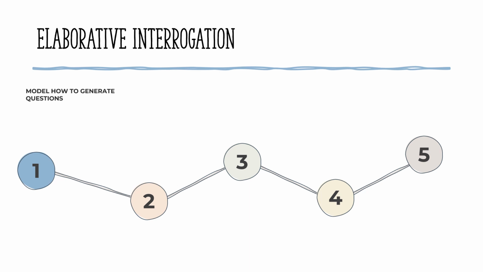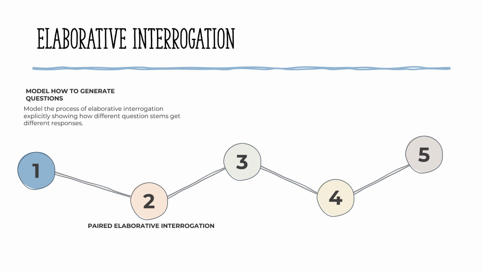So initially we model how to generate questions. So we model that process of elaborative interrogation as explicitly as possible, especially showing how different question stems get different responses. So for example, how does would give us explanations of process, why did would give us explorations of reasoning, and what happens if might give us explorations of different variables and their effects.